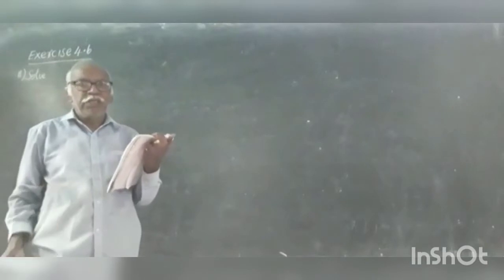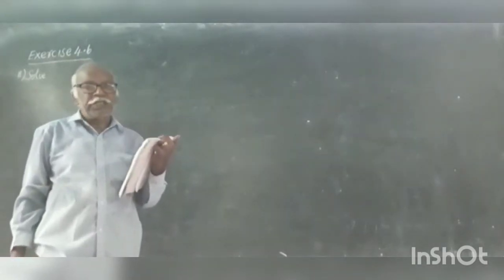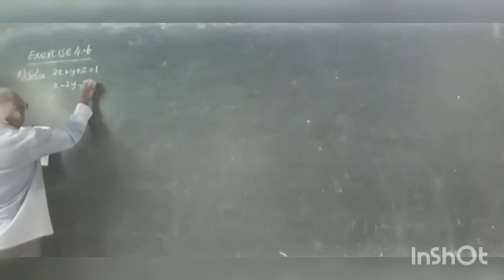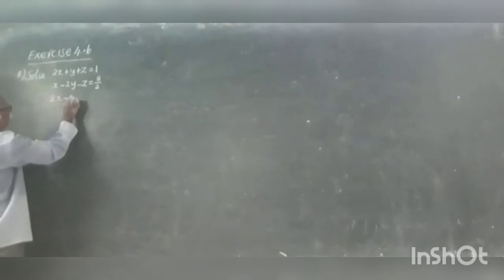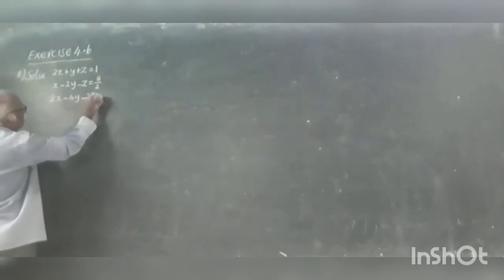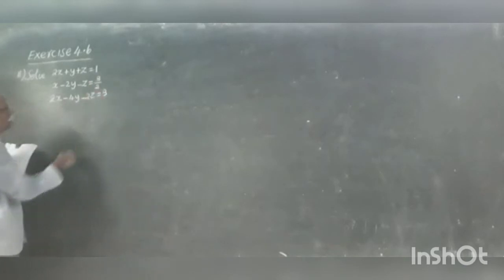Here I am going to teach the 11th question of exercise 4.6. Solve the first equation: 2x plus y plus z equal to 1. Second equation: x minus 2y minus z equal to 3 by 2. We will cross multiply to avoid the fraction: 2x minus 4y minus 2z equal to 3.